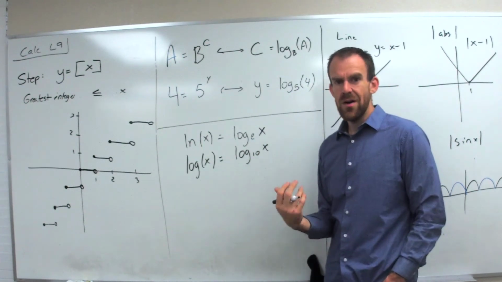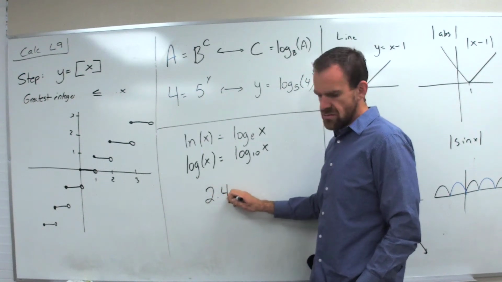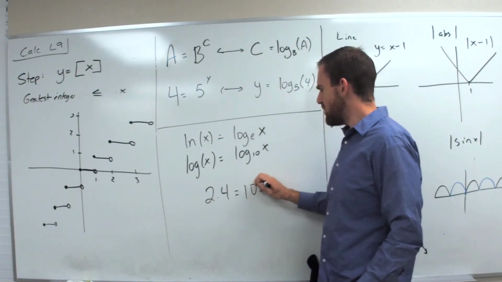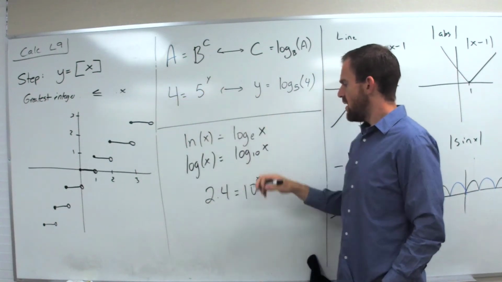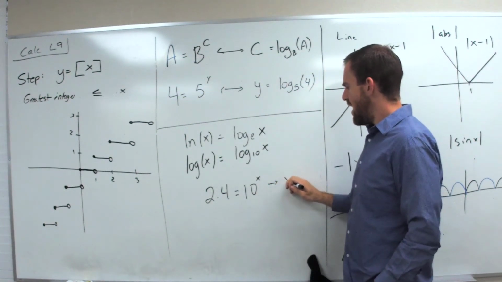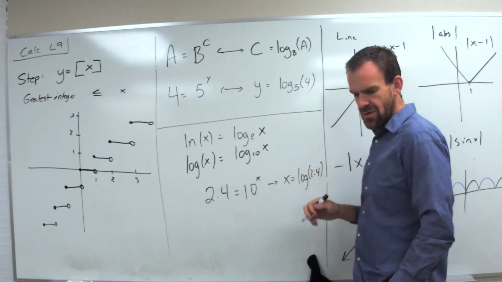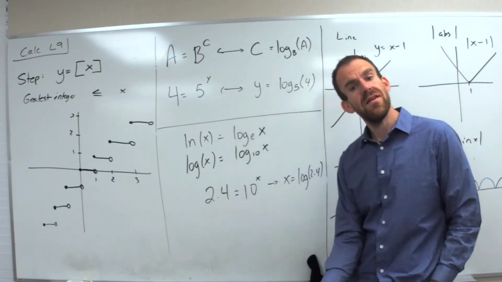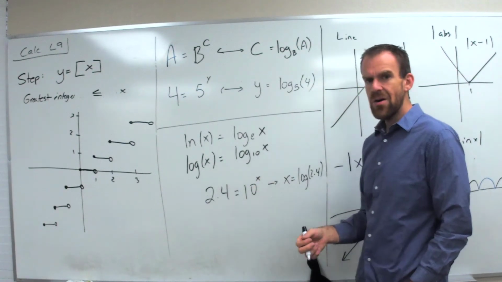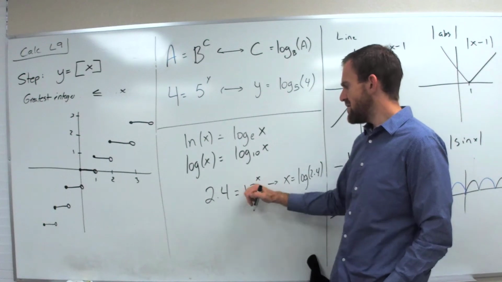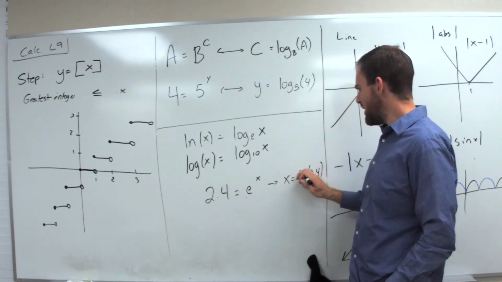So what if I wanted to write the number 2.4 as 10 to some power? Well, I can rewrite this in terms of x equals log base 10 of 2.4. When I plug that into my calculator, I'll find the answer as to how do I write 2.4 as 10 to a power. If I wanted to write 2.4 as e to a power, I would use log base e, or ln.